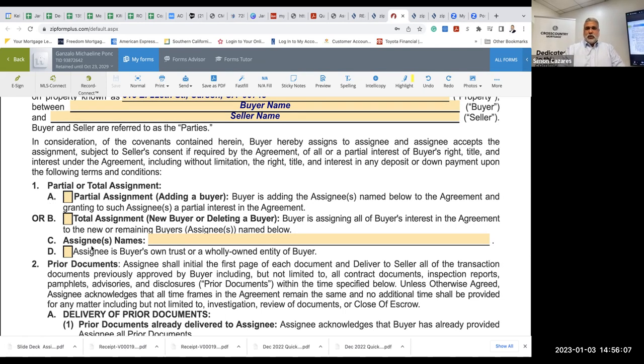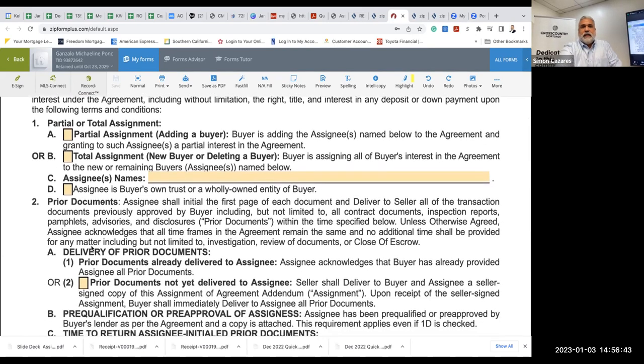Section B talks about total assignment. If it's a completely new buyer, or we're deleting a buyer. Buyer is assigning all buyer interests in the agreement to the new or remaining buyer assignees named below. And then you're going to put it here. If it's John Smith now that's going to be buying this property, we're going to divulge that, even though it was Jimmy Johnson, right, who originally submitted the offer, but now we're going to sign it off to someone else. Okay, so that section there is where you're going to put it as a disclosure.